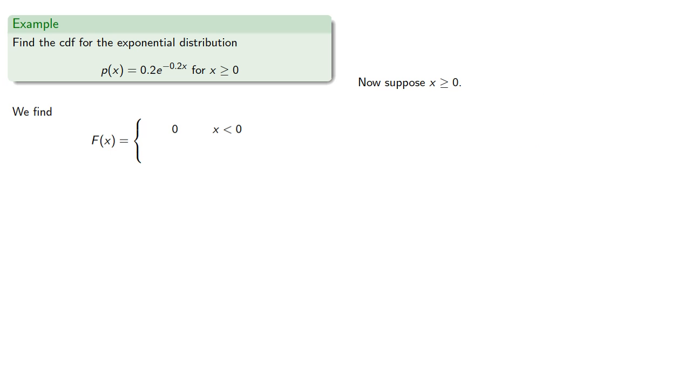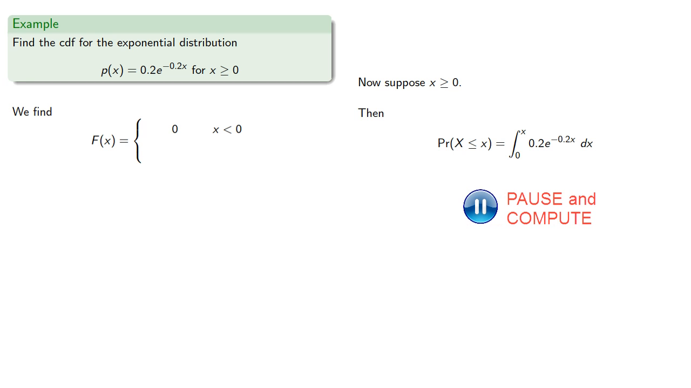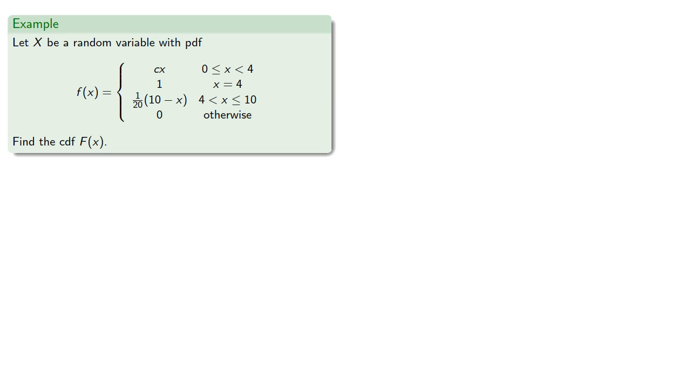Now, suppose we have something that's greater than or equal to 0. Well, that's when our PDF is non-zero, and so the probability that we're less than or equal to x is going to be the integral of our PDF, which will be... or suppose our PDF is a little bit messier, and here we'll actually leave our C be unknown.